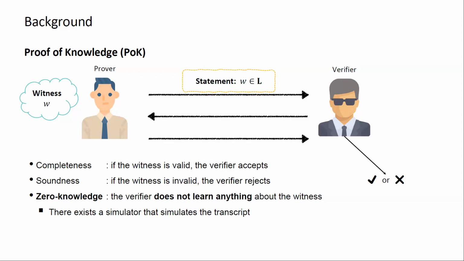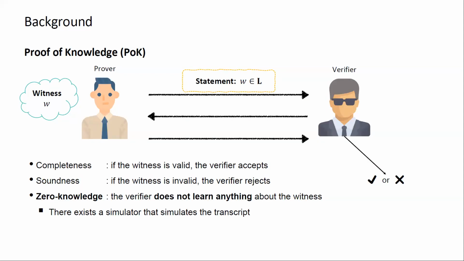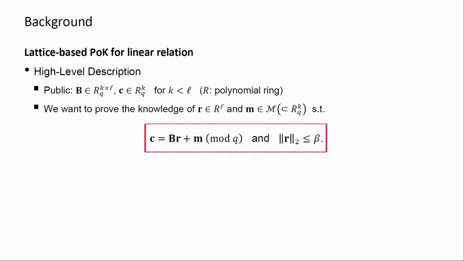But if you want to make the protocol more useful, then we need an additional property called zero knowledge. The purpose of zero knowledge is to make sure that the verifier should not be able to learn any information about the knowledge that the prover has. In this talk, we are going to mainly focus on the zero knowledge property, and of course, in our work as well.